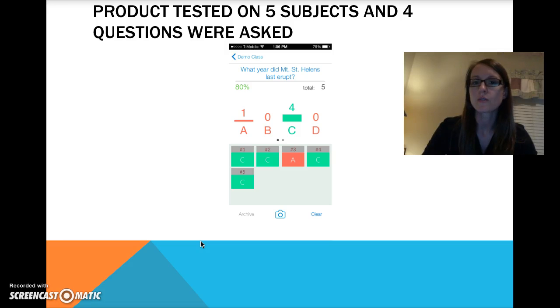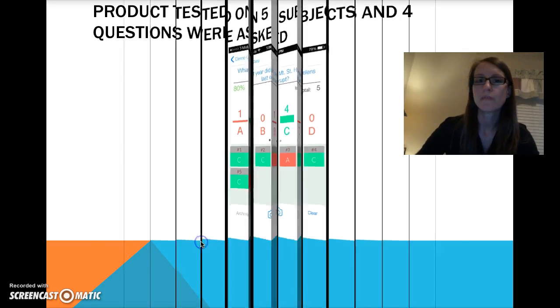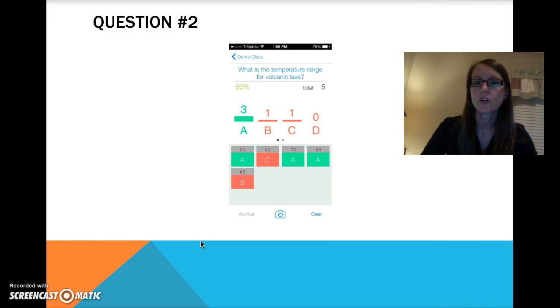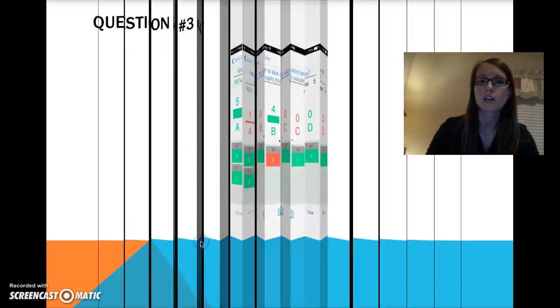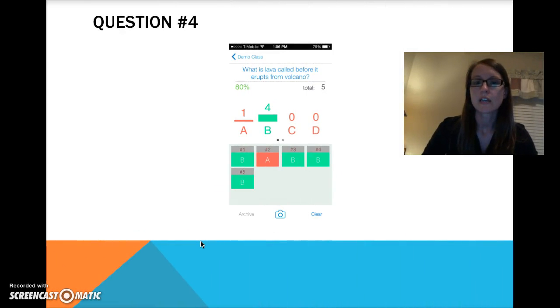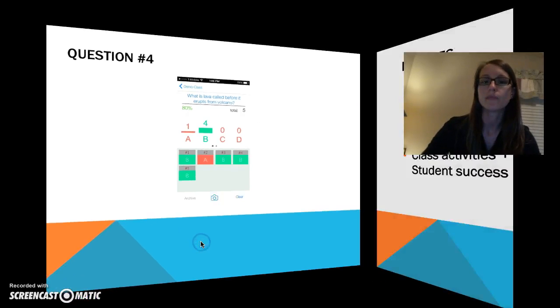this one was, what year did Mount St. Helens erupt? And 4 people got it right. 1 person got it wrong. The question number 2 was another about the temperature. And so 3 people got it right and 2 people got it wrong. Third question, kind of similar, but everyone got it right. So it says 100%. And this one, it says 80% because 1 person out of 5 got it wrong.